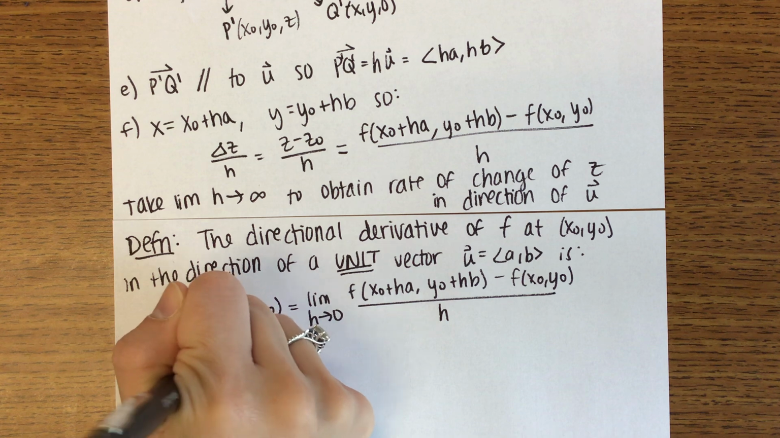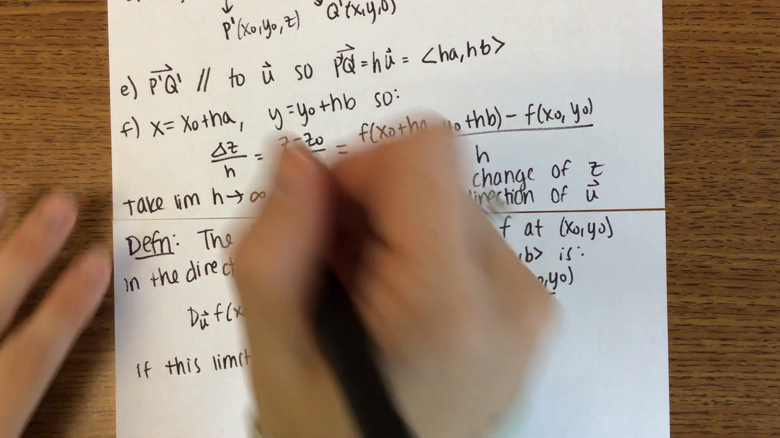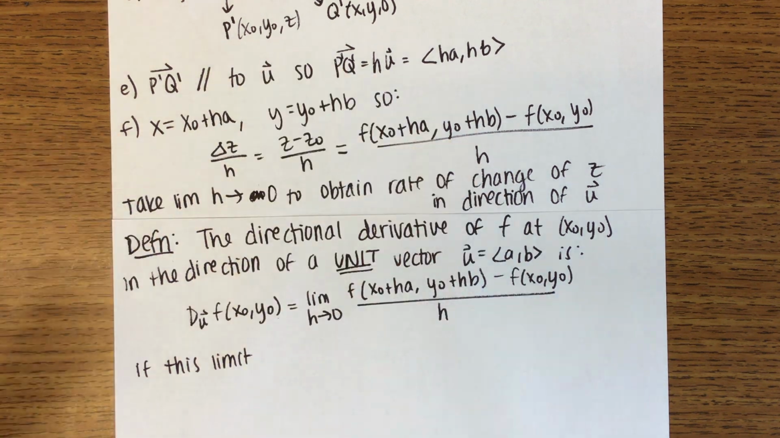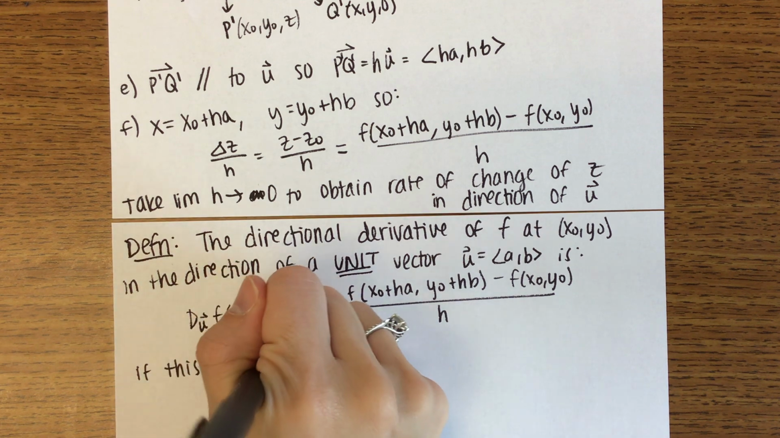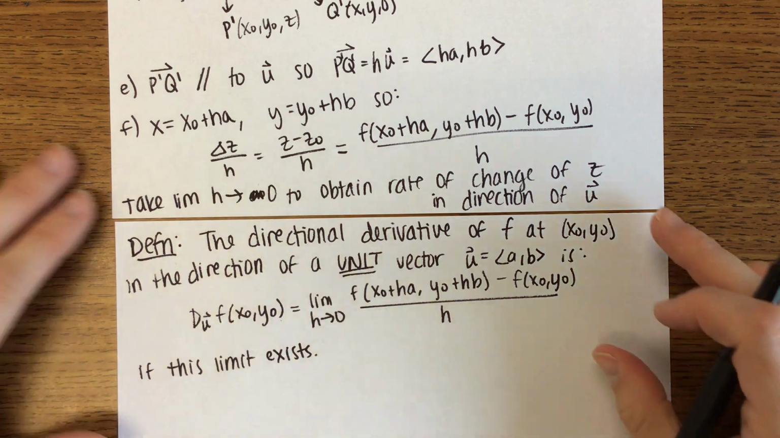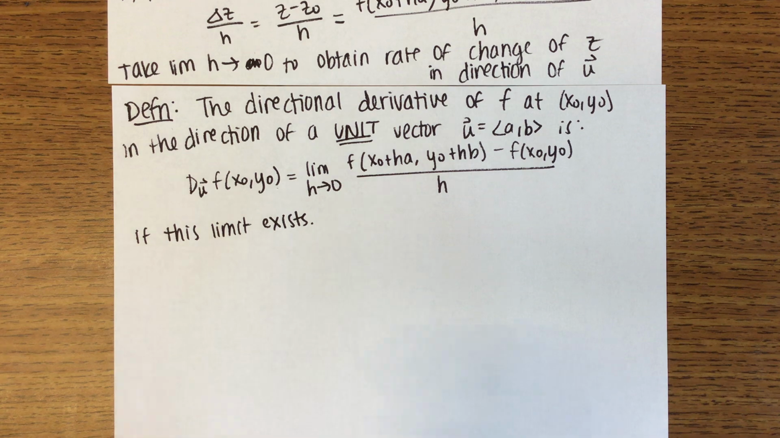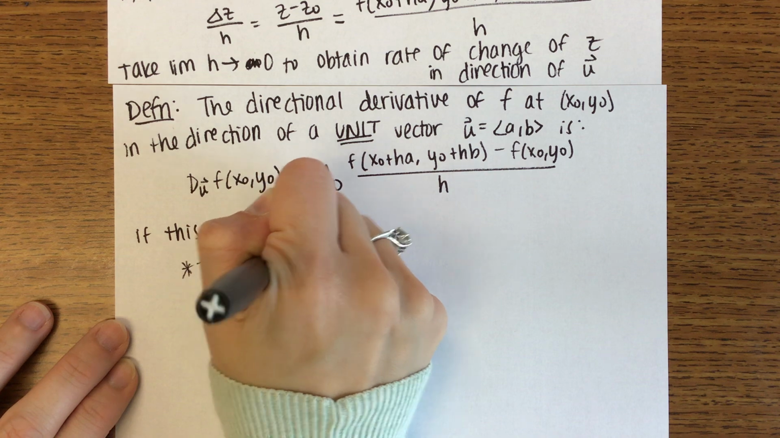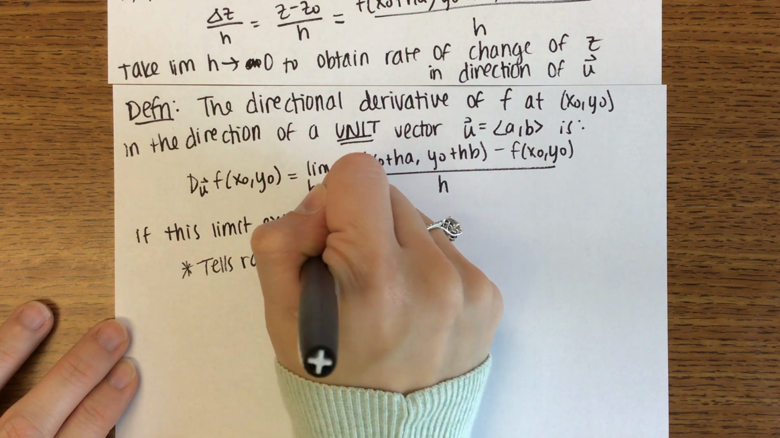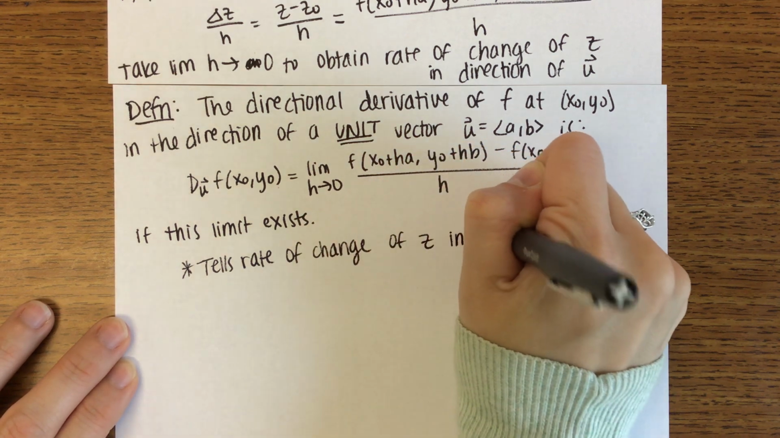Is h approaching 0 or infinity? 0. Thank you. Sorry, this h should be a 0. Okay, and this is going to have the same meaning as any other derivative. So this is going to tell us the rate of change of z in the direction of u.